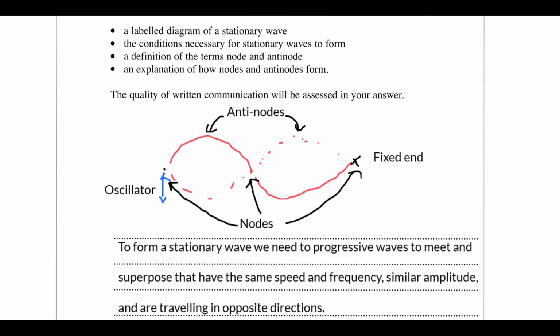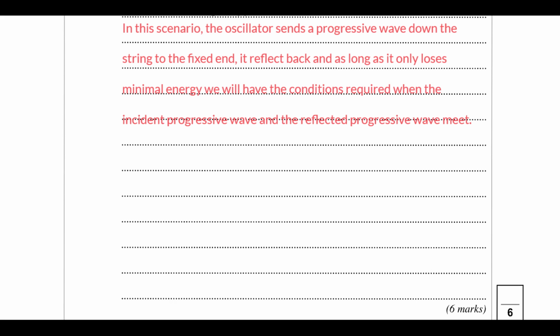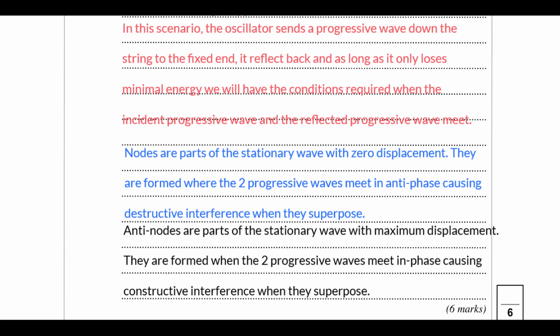So I also wanted to explain what a node and antinode are and how they're formed. So a node is a part of a stationary wave with zero displacement, and it forms when the two progressive waves meet in antiphase and destructive interference occurs. Antinodes are the opposite. They're regions of maximum displacement. So that's where the two progressive waves met in phase and constructive interference happens. So nodes, destructive, antinodes, constructive. Okay, so let's get that down.